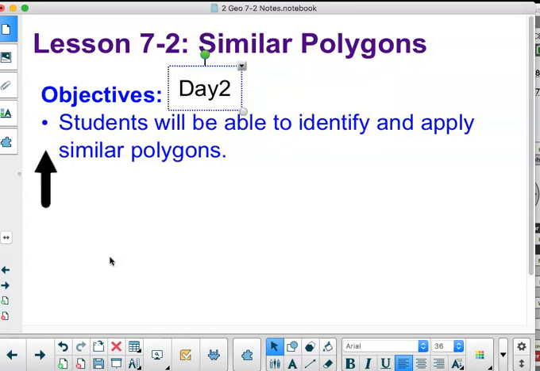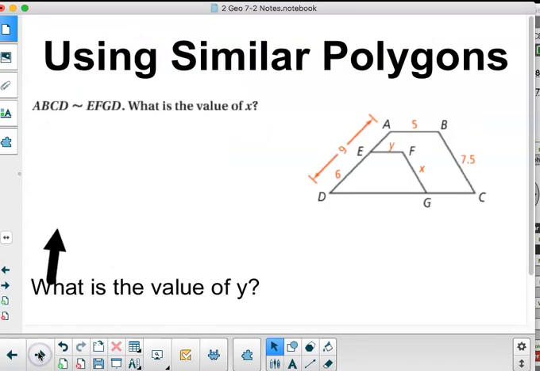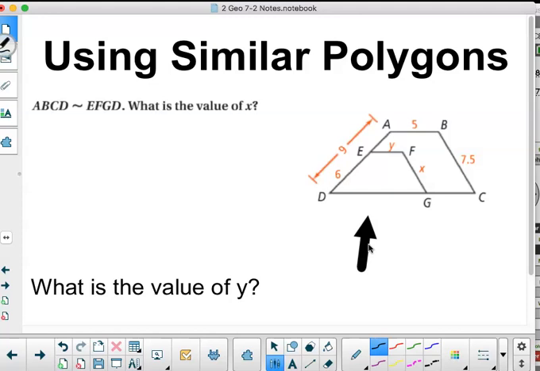Our objectives today: students will be able to identify and apply similar polygons. Same objective as day 1. Wonder if they're connected. Let's go find out, okay? So we are using similar polygons. Yesterday the emphasis was corresponding sides in an extended proportion. So let's do that. Let's set up an extended proportion using our corresponding sides.